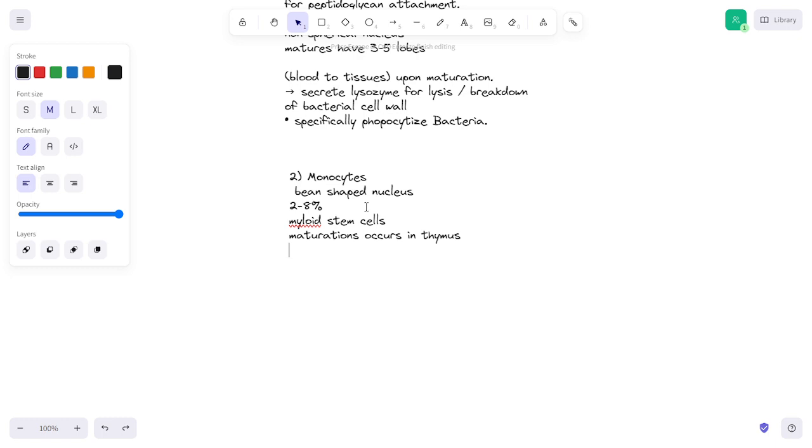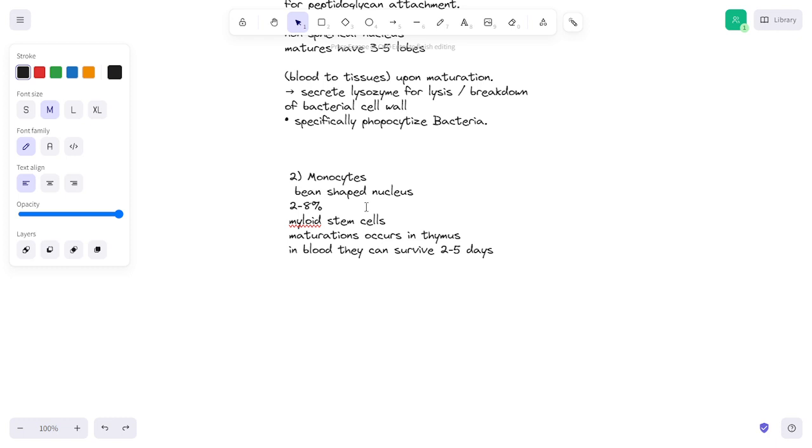Their lifetime in the blood circulation: in blood, they can survive 2 to 5 days, but they have the ability to migrate from blood to the tissues, to the lymphoid as well as non-lymphoid tissues.